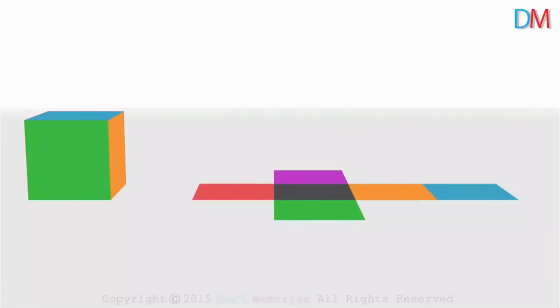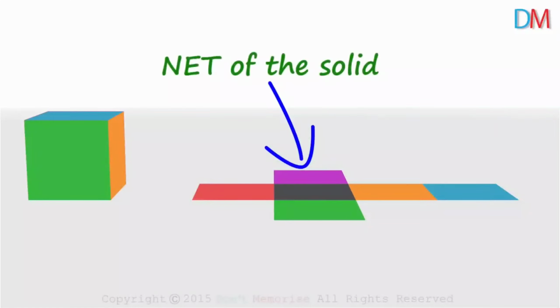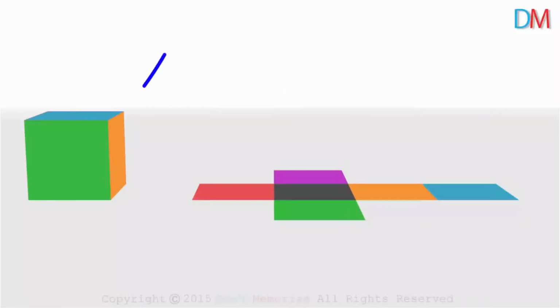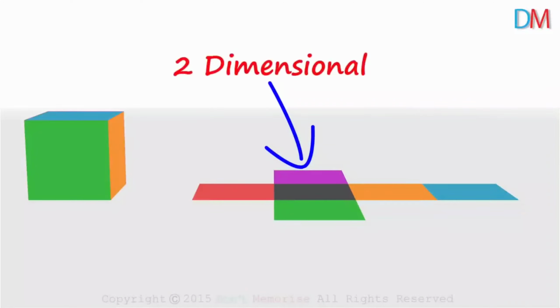Now we have completely opened up the cube along its edges to get a two-dimensional shape like this. But what is this? What is it called? This is called the net of the solid. In this case, it's the net of a cube. A net is a diagram which shows what the solid will look like when it is opened along its edges and laid flat. The net, as we can see, is clearly two-dimensional.